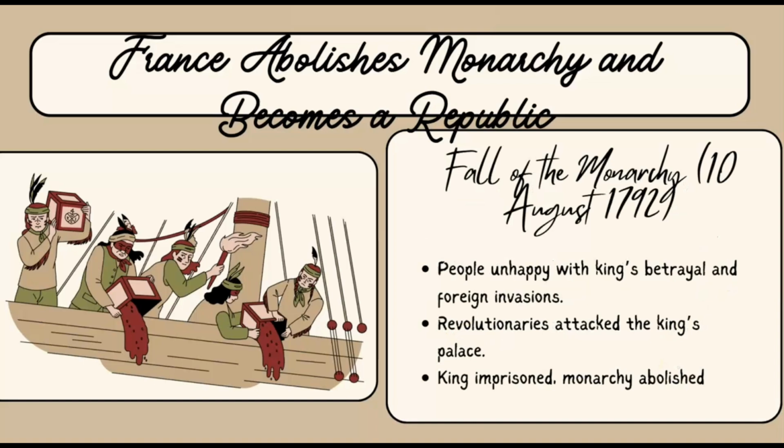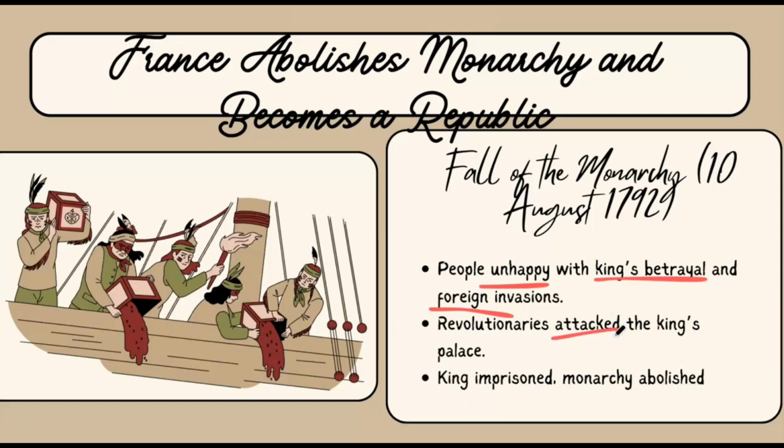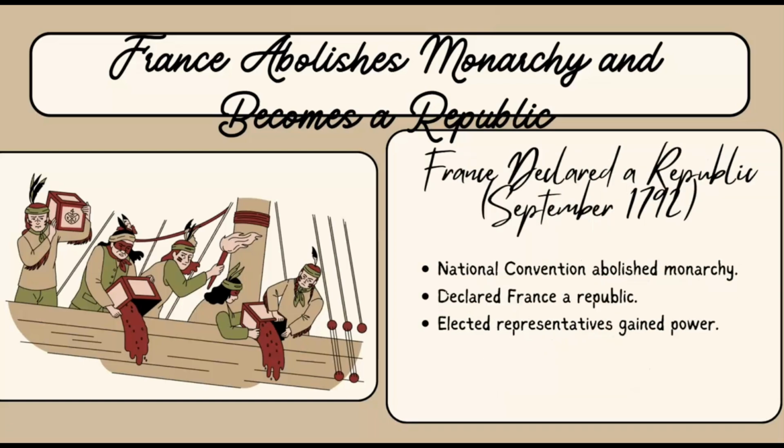But the people were not satisfied with just limiting the king. On 10 August 1792, revolutionaries attacked the king's palace in Paris. Louis XVI was captured, imprisoned, and the monarchy was officially suspended. This was a turning point. France was on its way to becoming a republic.